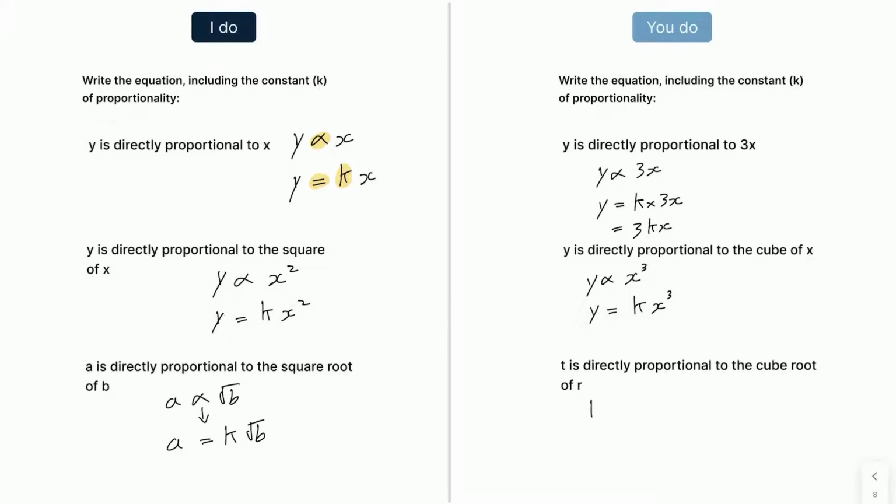And then finally, we have t is directly proportional to the cube root of r. So the cube root of r. And again, replace that with an equal sign and a k. And the k is the constant of proportionality.